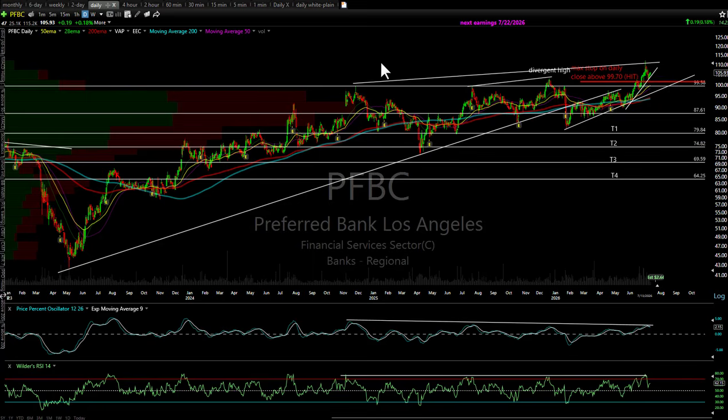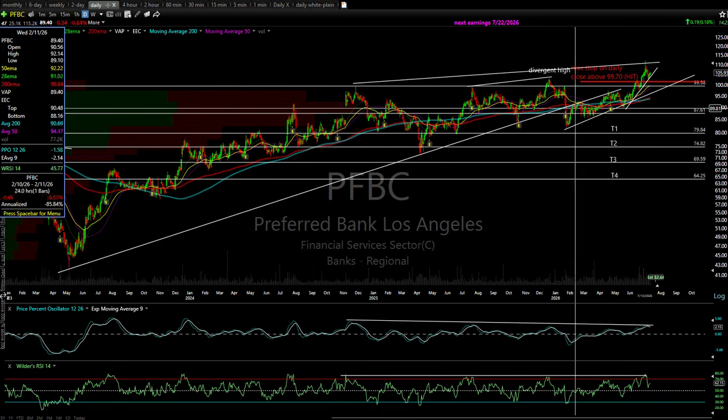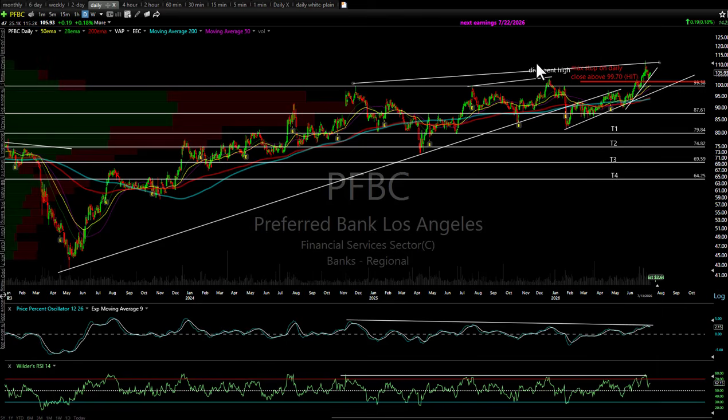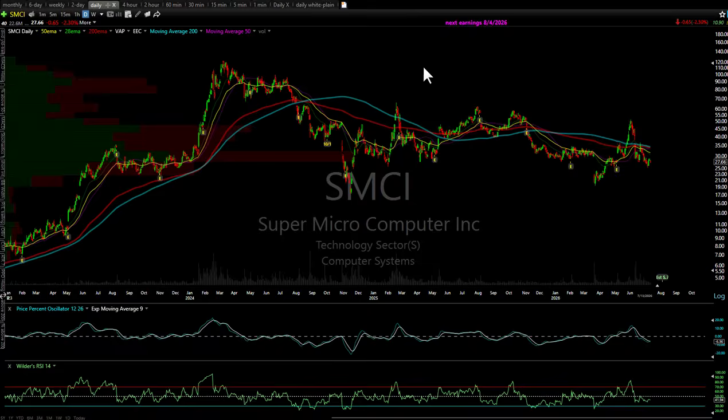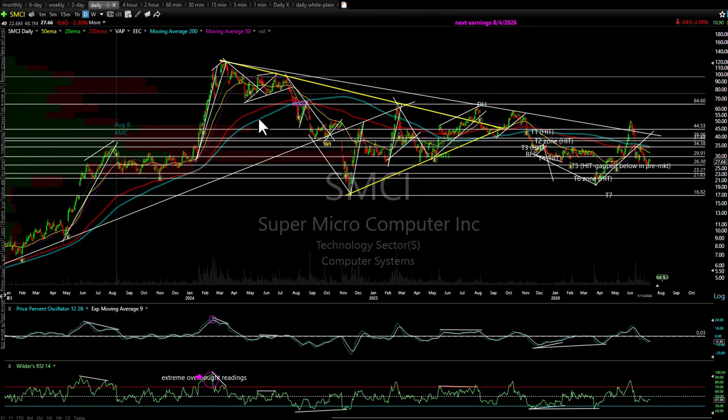So I'll go ahead and move that one out, and we'll consider that again. I think it was right there on that trend line break. Consider that one stopped out. QQQ I already covered. SMCI also been on forever and a day. Again, more of a long-term trade.